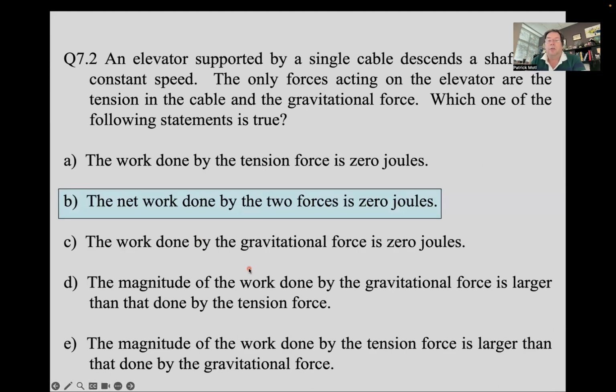The work done by the gravitational force is not 0, and it's going to be some positive number because the weight points down, the displacement points down. But the net work is the work done by gravitational force plus the work done by the tension force, and those two, when I sum them together, will give me 0. If D were true, then the elevator would be speeding up, and if E were true, then the elevator would be slowing down.